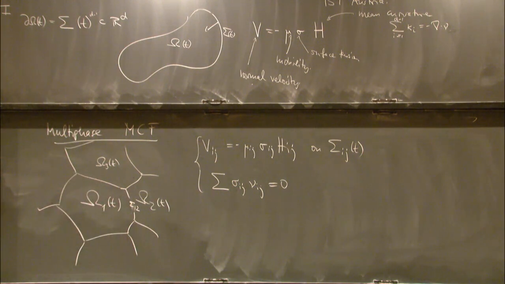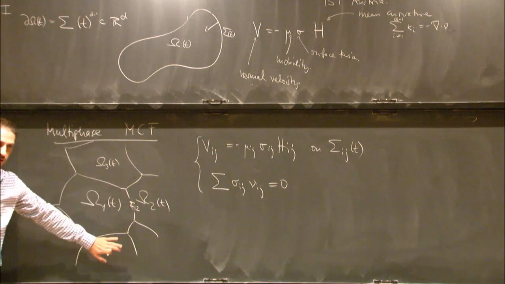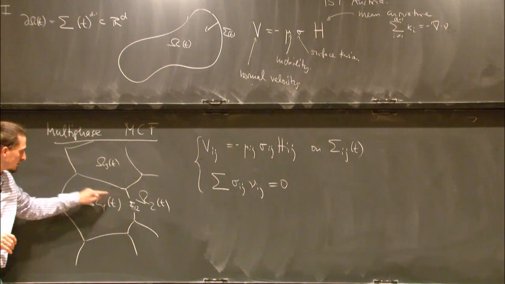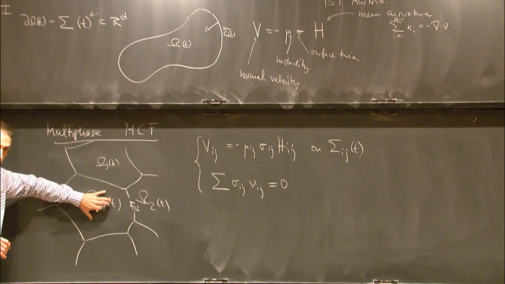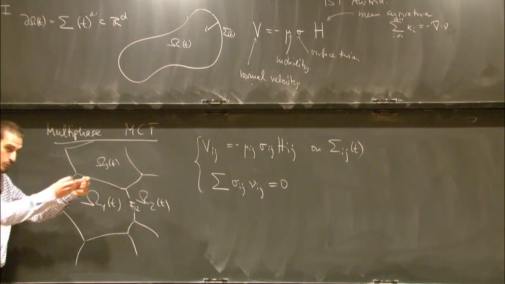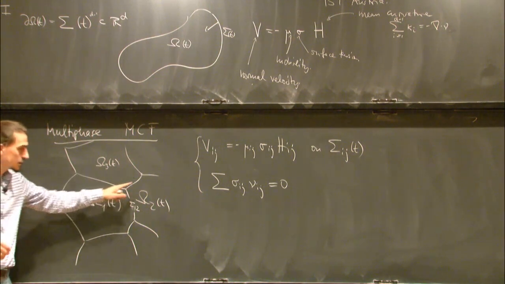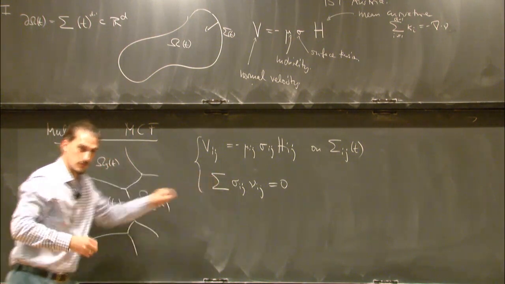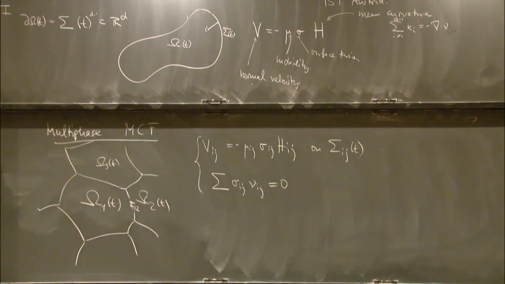And you should really think of, I'm sorry? So you can think of this as one slice through the domain. So then these are surfaces. These are volumes, right? The interfaces are surfaces. And these triple points are not points, they're lines, right? But it's the same equation. Along these lines, you will have this condition.